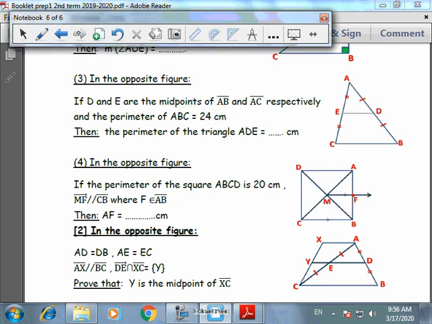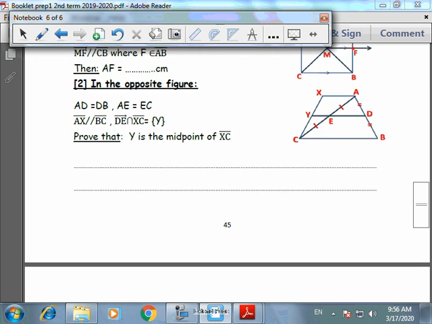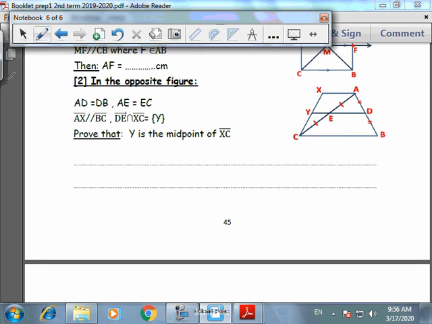Next one. In the opposite figure, AD equals DB, so D is the midpoint of AB. What else? AE equals EC, so E is the midpoint of AC. So I have two midpoints. That makes DE parallel to BC according to our theorem: if a line segment joins two midpoints, it's parallel to the third side.